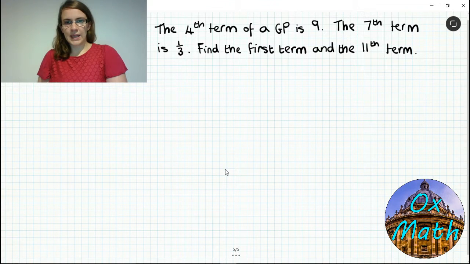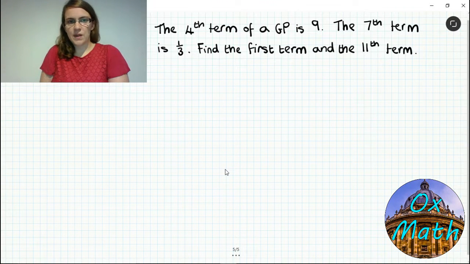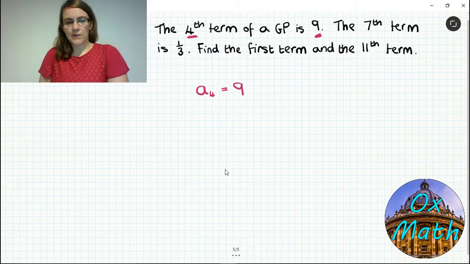Another example then, in this case we haven't been given the sequence, but we have been told 2 different terms of the sequence. So we've been told that our 4th term is 9. So remember, our 4th term, a4, is equal to 9. And our 4th term would be found by taking a and multiplying it by r 3 times. So we've got one equation here. a4 gives us that 9 is equal to ar cubed.